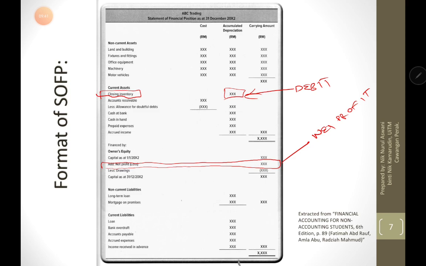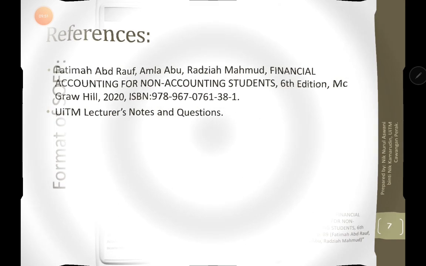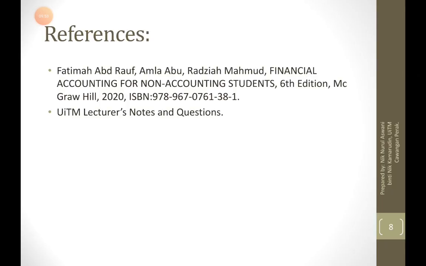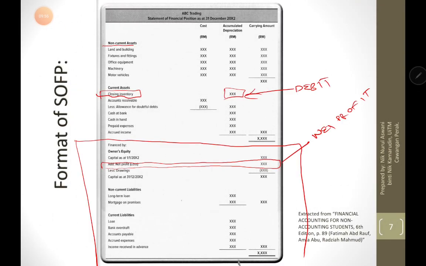Okay, as for statement of financial position, dia ada dua bahagian juga. Bahagian atas ni asset, non-current asset and current asset, dua. Non-current asset ni format dia akan ada 3 kolom. Dia ada cost, accumulated depreciation and carrying amount. Okay, so non-current asset including land and building, fixtures and fitting, office equipment, machinery, motor vehicles. Okay, yang ni non-current asset.